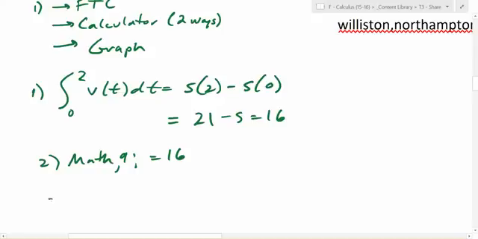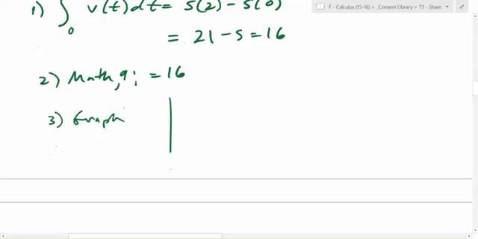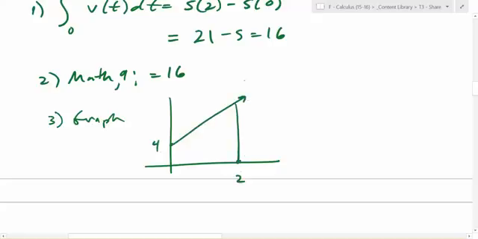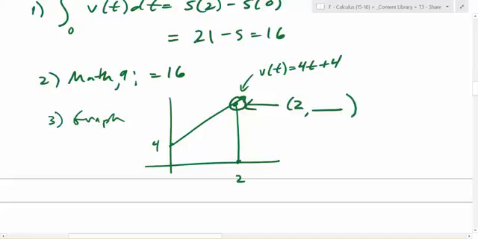So the third method would be make a graph. And when you make a graph of this, it's a line, and you don't have to use the same scale. It starts at 4, and it goes up, right? And you need to go to 2. What's the equation for that line? It's v of t, which was 4t plus 4. So what's that point right there? 0, 4. What's that other point?